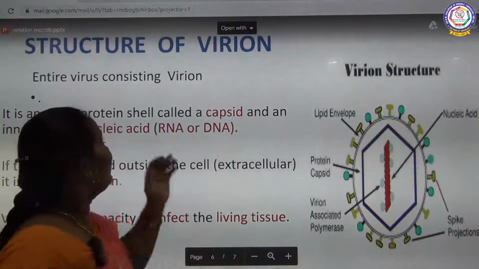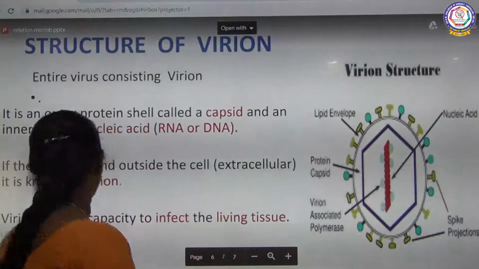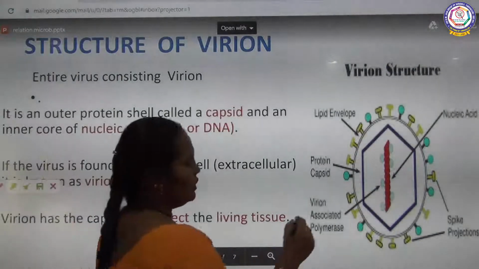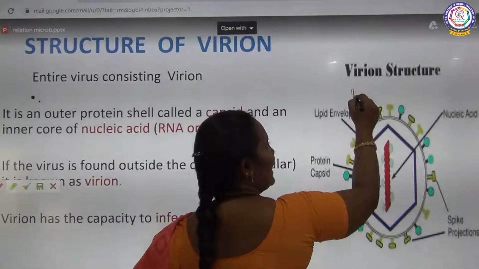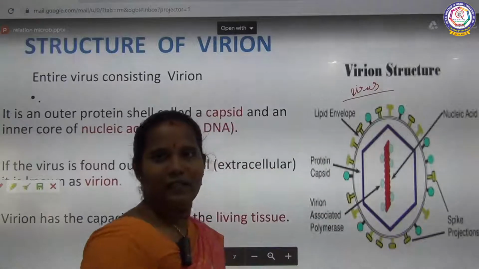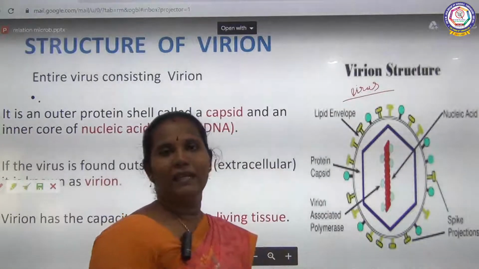Next is the structure of the virion. We already saw the structure of a virus. It is a virus particle. What is the difference between a virion and a virus?